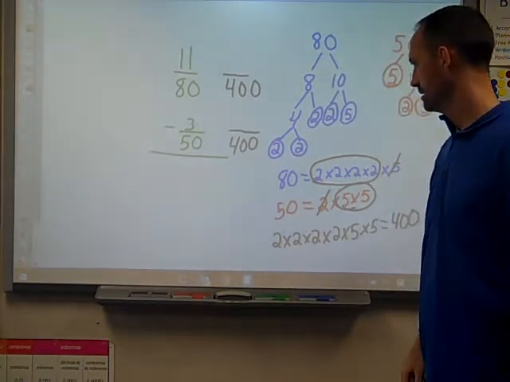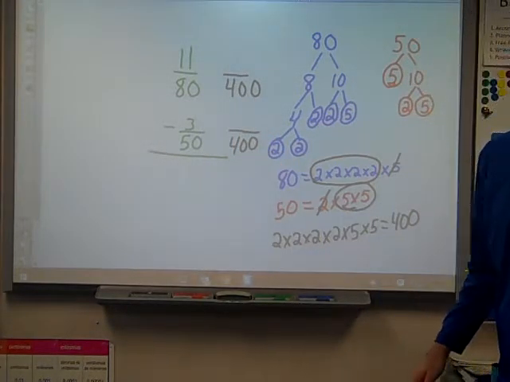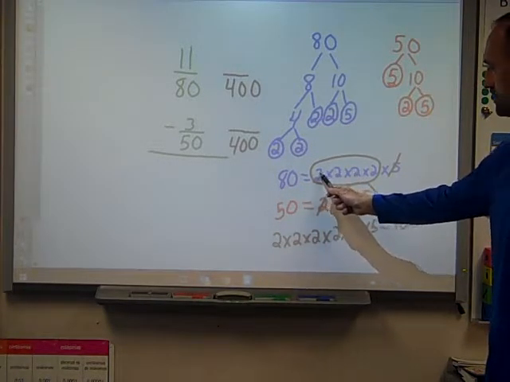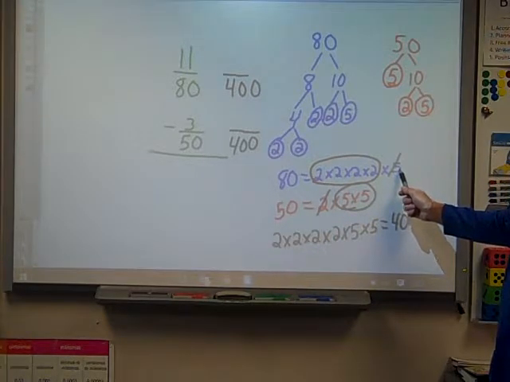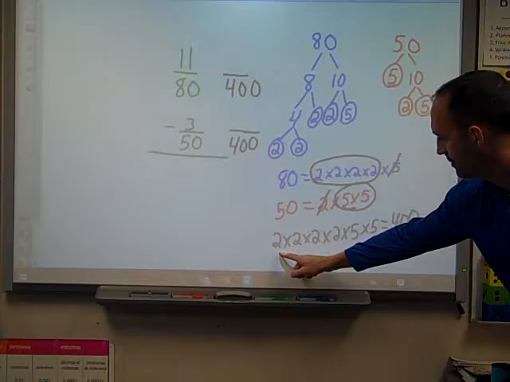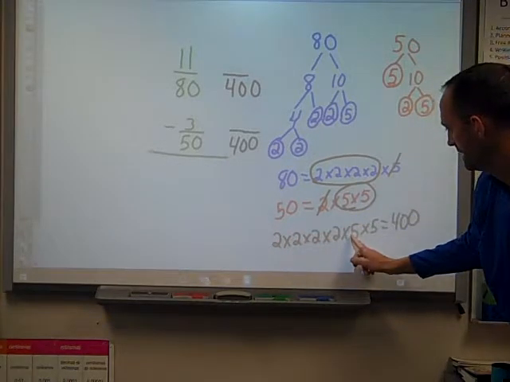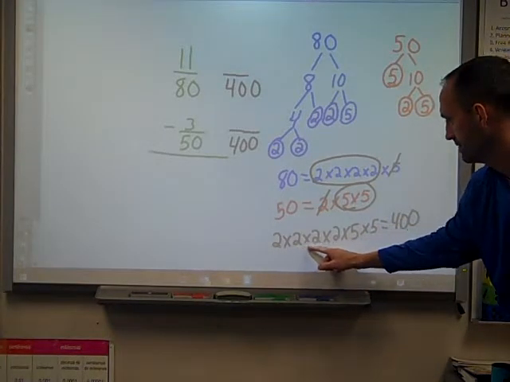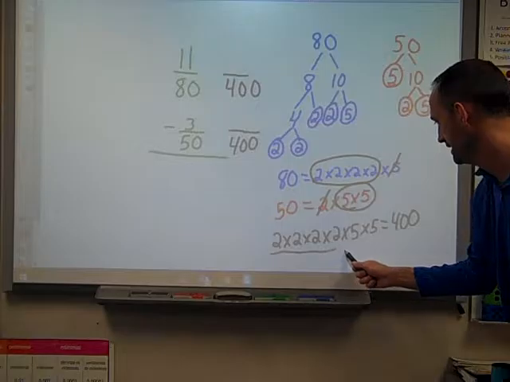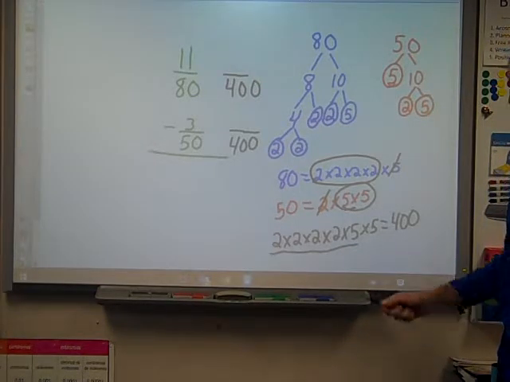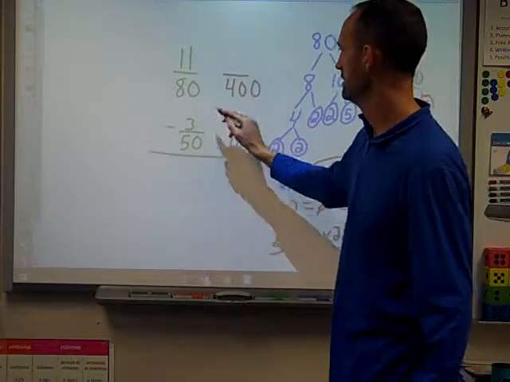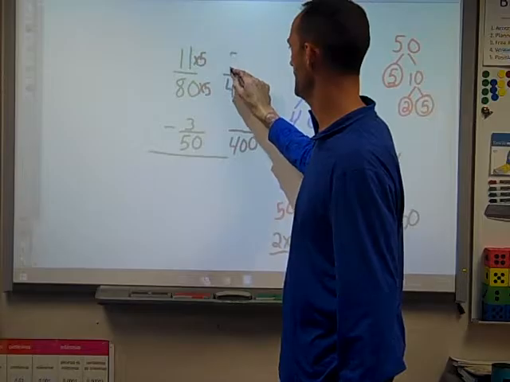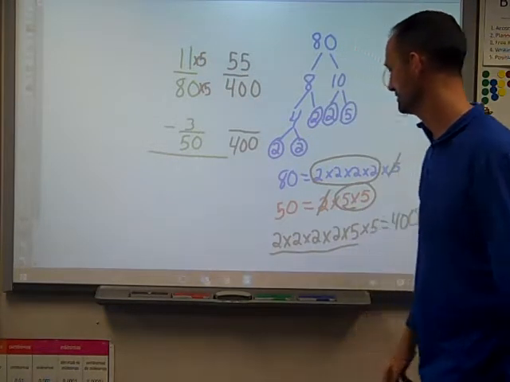Okay? So now 80 times what is 400? Well, if I come back to 80, it's 4 2's and a 5. So if I take out the 4 2's and the 5, I'm left with just this 5. So all of this equals 80. 80 times what? Times 5. So I'm going to multiply this by 5. And 11 times 5 is 55.